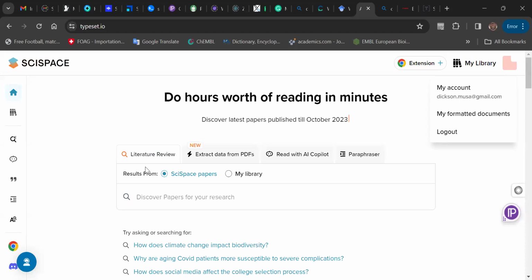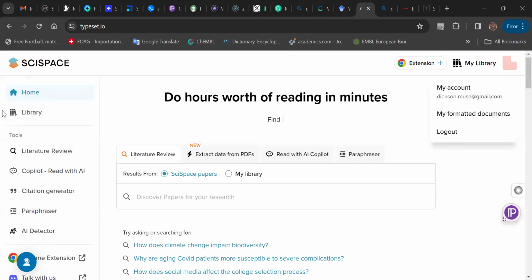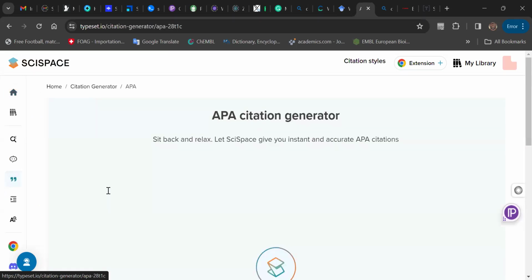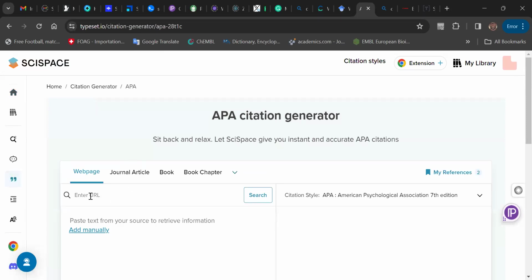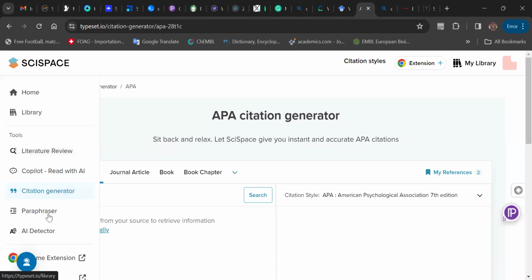You can do your literature review. You can extract data from PDF. You can read with Copilot. Copilot is an AI tool, and you can do your paraphrasing here too. You can do a citation generator. Maybe you have a document and you don't know how to do the citation. You can click here, and it does the citation generation for you. Let's say you enter the URL and click on search, it will give you the citation, how you should write it. But that's not what we are interested in here.